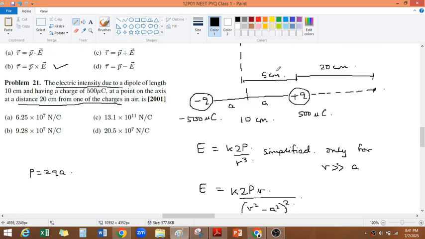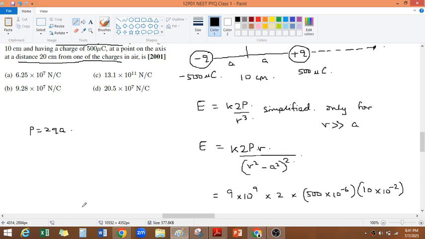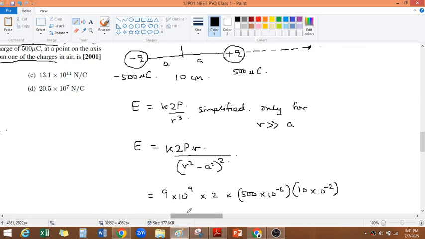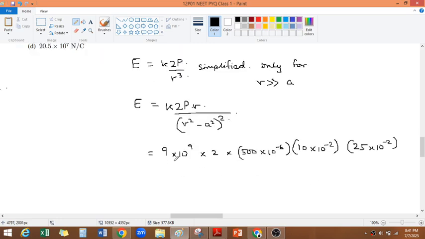R is this distance, 25 centimeter. Centi means 10 power minus 2 meters. Divided by r squared minus a square. R squared is again 25 into 10 power minus 2 the whole square. Minus a is 5 centimeter. So 5 into 10 power minus 2 the whole square.